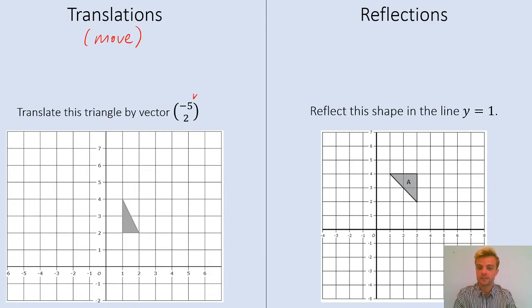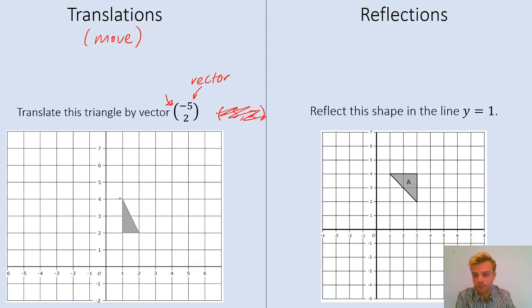You're going to be given a vector, that's what this is, and that tells you how far to move your shape. A really common mistake is for people to read this as a coordinate, like this, but it's not a coordinate, it's a vector. It tells you how far to move the shape. It doesn't tell you where to move it to, it tells you how far to move it. Now the first number, a bit like a coordinate actually, tells you how far left or right to move your shape.